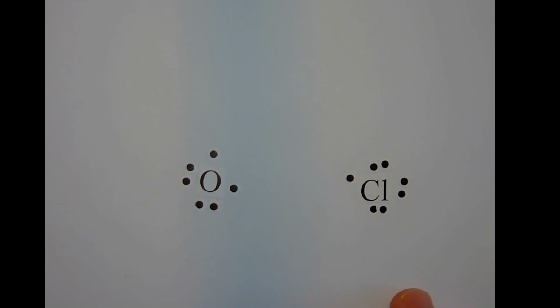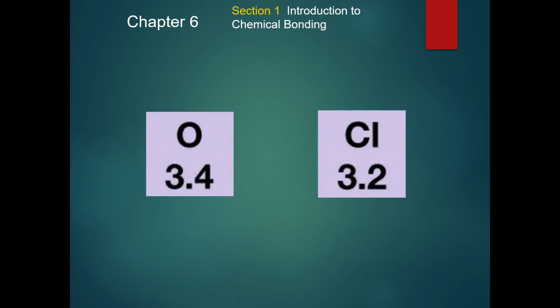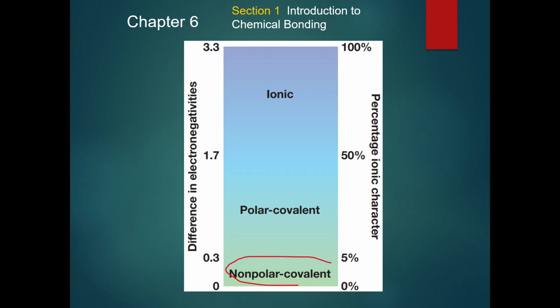Next example, let's consider the potential bond between an oxygen atom and a chlorine atom. Again, taking a quick peek at our periodic table of electronegativity values, we see that oxygen has a value of 3.4, and chlorine has a value of 3.2, just like last time. Let's subtract one from the other, and we get 0.2, which puts this bond squarely in the realm of non-polar covalent.